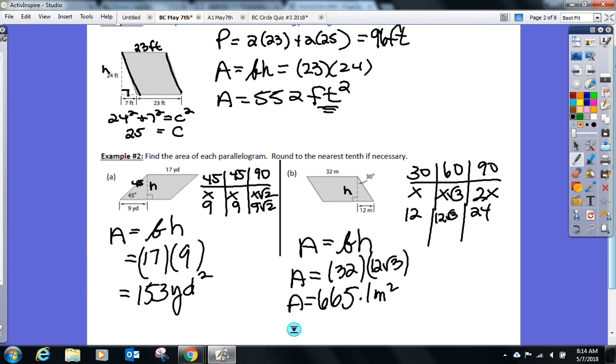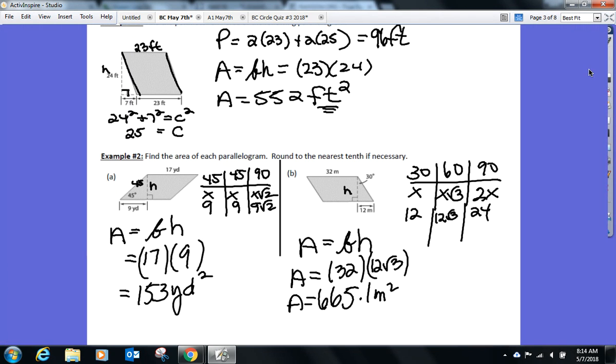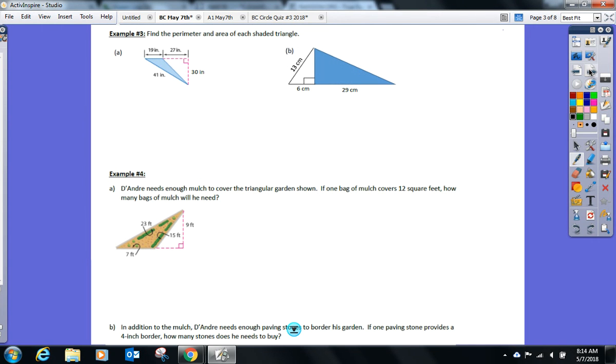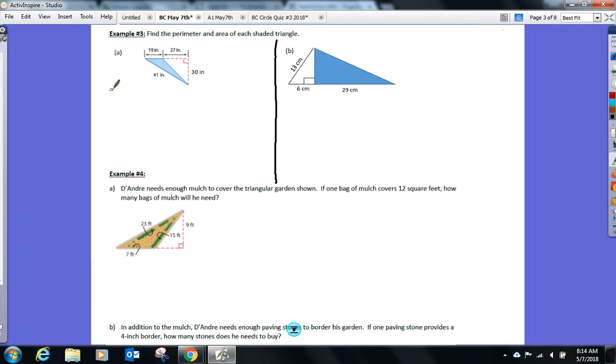Any issues? Okay. Perimeter and area of each shaded triangle now. Each shaded triangle. All right, let's go perimeter. Shaded triangle, the shaded one.